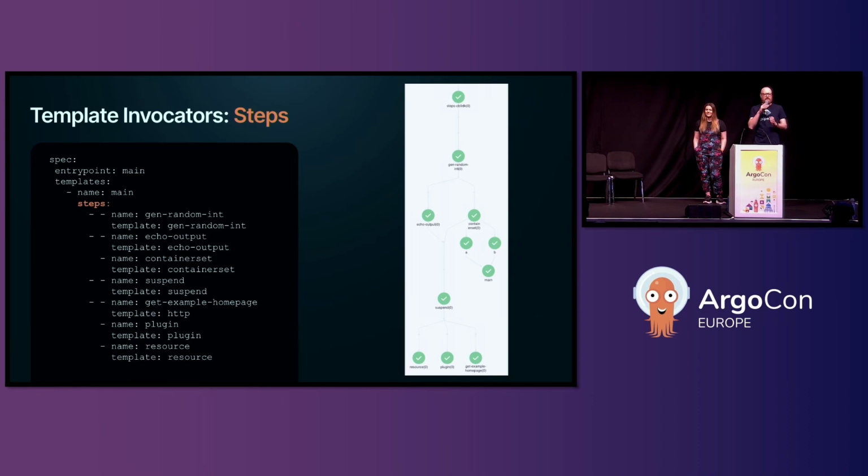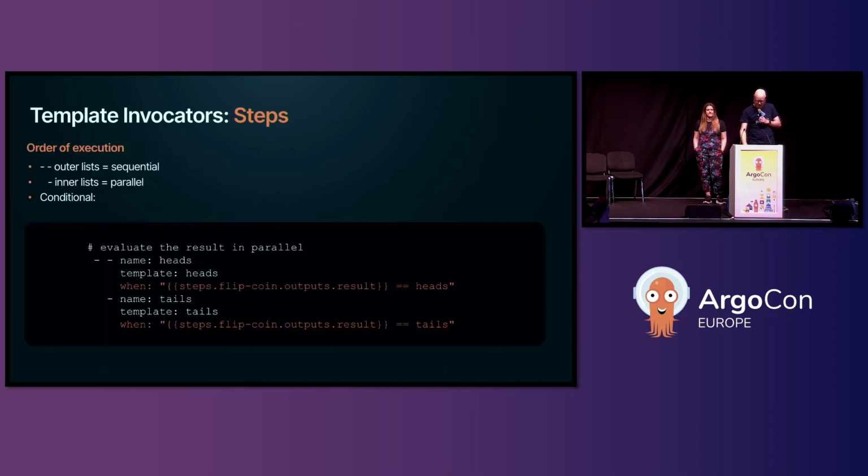A steps template does exactly what it says. It allows you to define your tasks in a series of steps. These steps can be run sequentially, in parallel, or a combination of both. The way we control the order of these steps is in the structure of the template, which is set out as a list of lists. Normally, outer lists will run sequentially, one after another, and then inner lists will run in parallel.